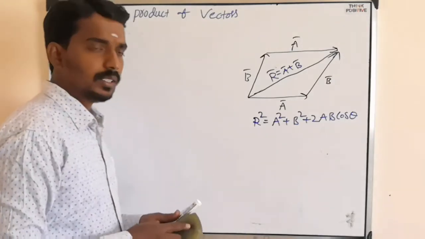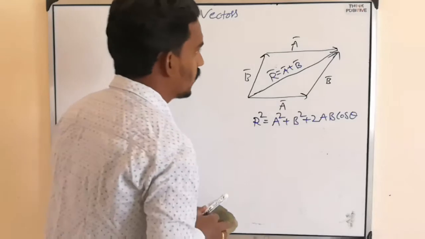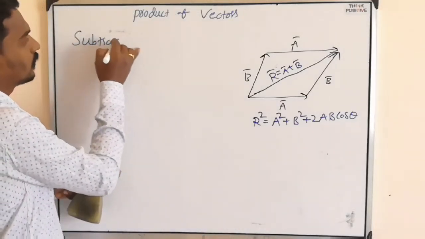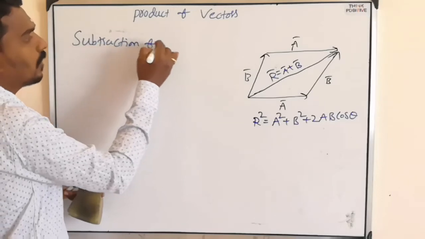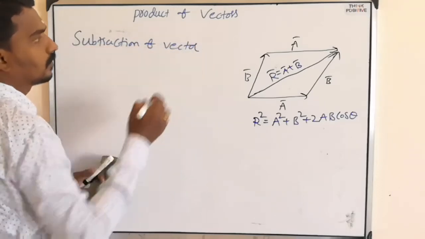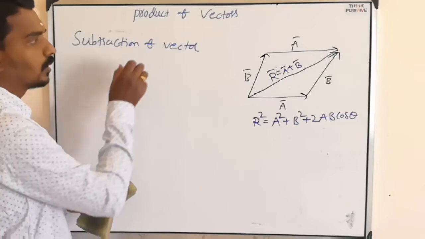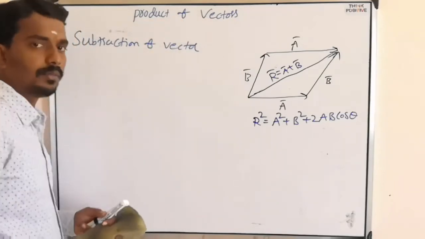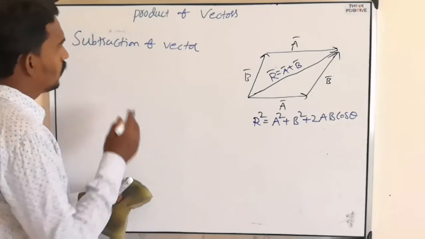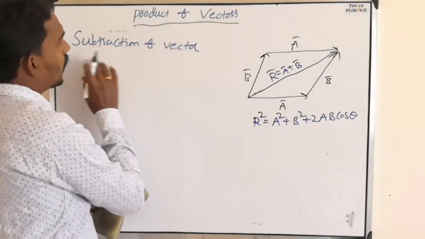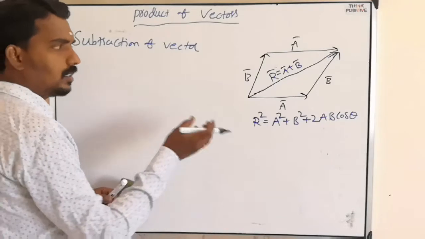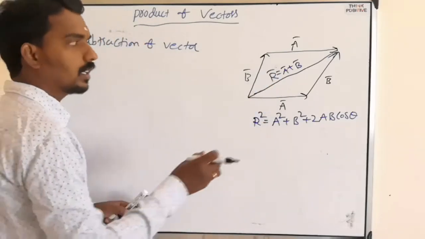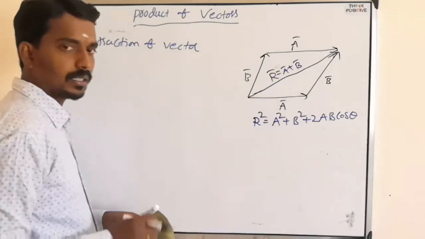Now one more thing we have to study here, that is subtraction of vectors. Also we need to study that, and then we'll understand product of vectors. So subtraction of vectors is similar to addition of vectors. Subtraction of a vector is nothing but addition of a vector only.